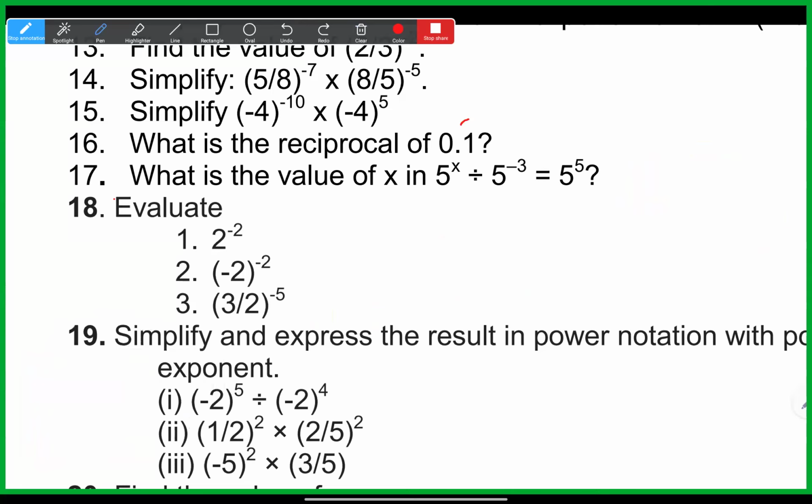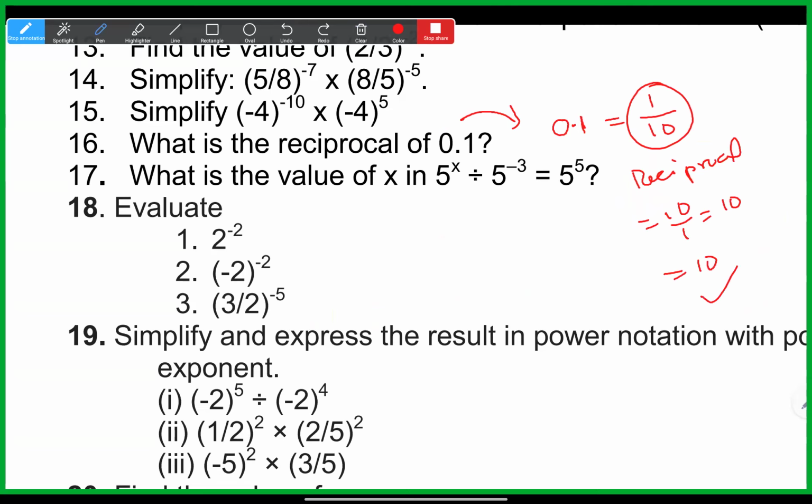Finally, the reciprocal of 0.1. Actually, 0.1 first we'll write as a fraction, Ishwa. What is the fraction form of 0.1? Sir, 1 by 10. Yes, Ishwa. Reciprocal they're asking for. Sir, 10 by 1. Just 10. So indirectly the answer is 10. Yes, sir.